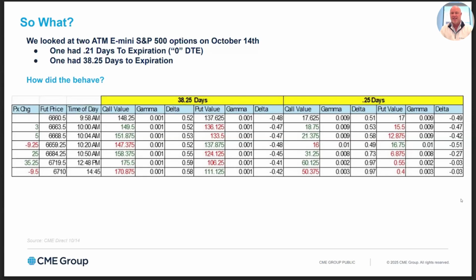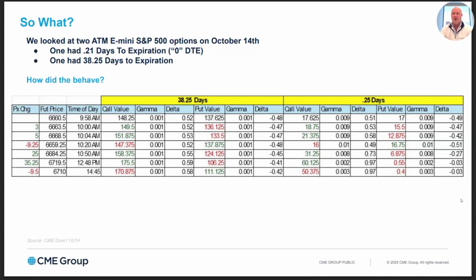This is where it gets really interesting, and I think this is where it really drives the point home. On the shorter dated option, the value of that option went from 16 to 31, almost doubled, with that 25-point move in the future. The gamma changed down a little bit, but look at that delta. The delta moved from about 50, 49, all the way to 73. And that's exactly what we mean when we talk about these short dated options and the gamma that they possess.